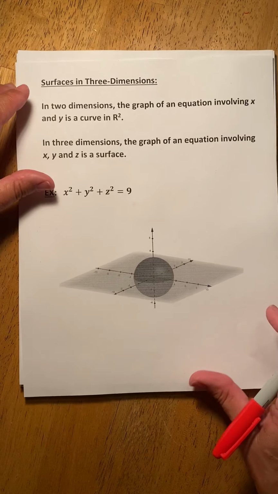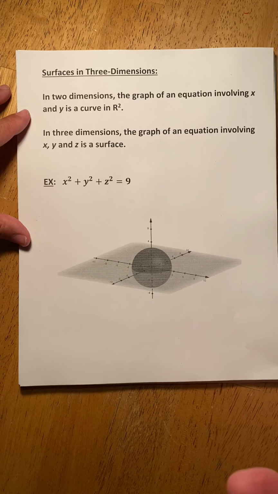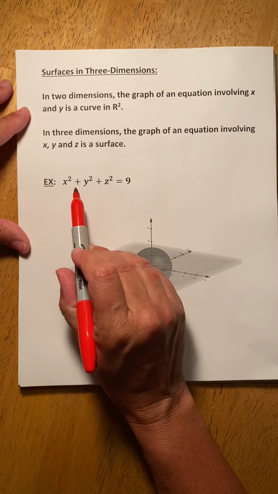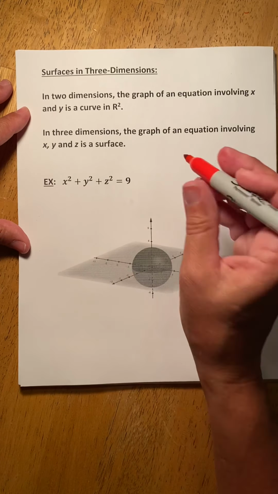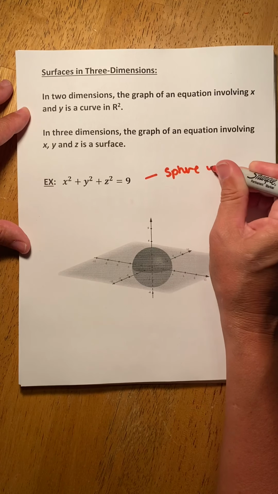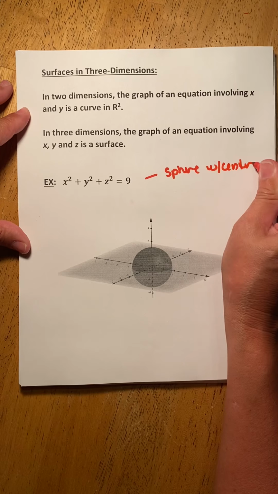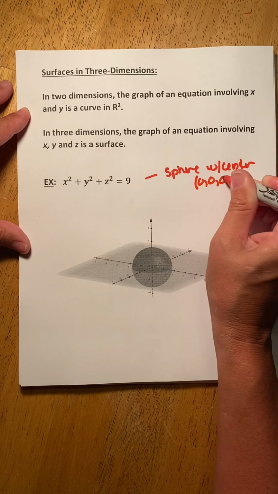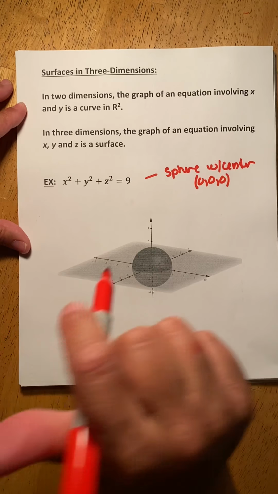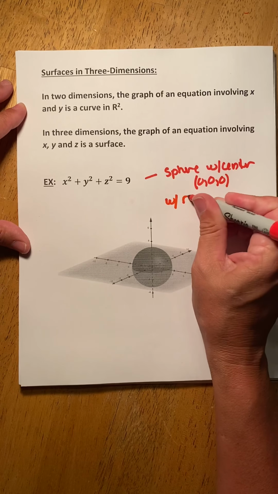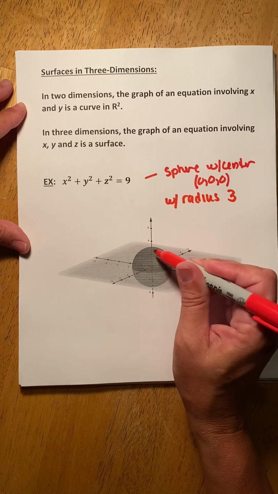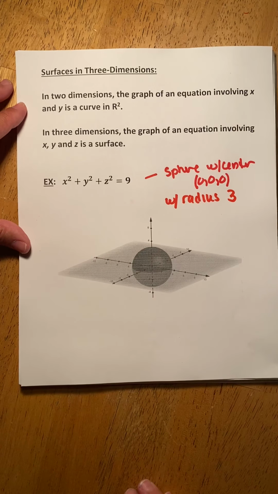So again, in 2 dimensions, the graph is just the curve. In 3 dimensions, it's important to understand that it's just the surface of what we're drawing. So if we look at x squared plus y squared plus z squared equals 9, this is a sphere with center at the origin, right? If we took that away, you would recognize it as a circle with the center at the origin. This is just a sphere, and with radius 3. So it's everything on the outside of this ball, nothing that's going on inside, just on the outside.